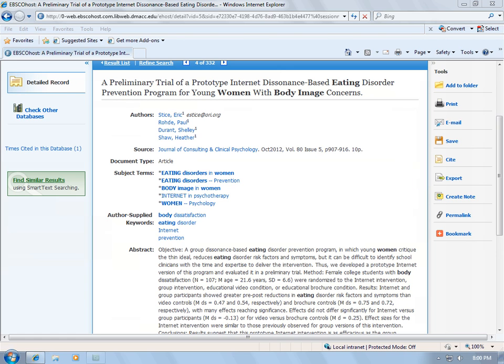But remember, to be on the safe side, use the limit to scholarly or peer-reviewed journal function in the database, which is demonstrated in a different video.